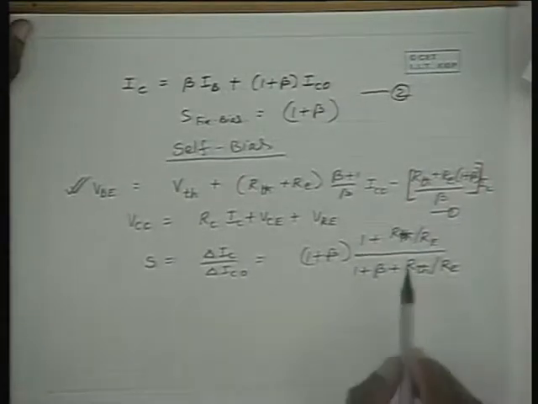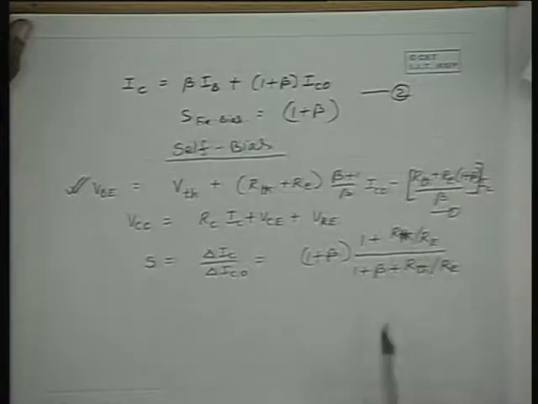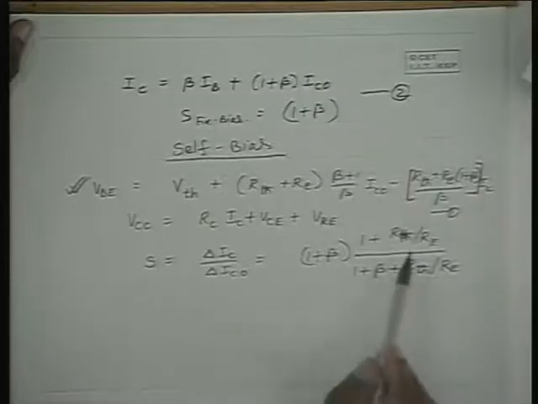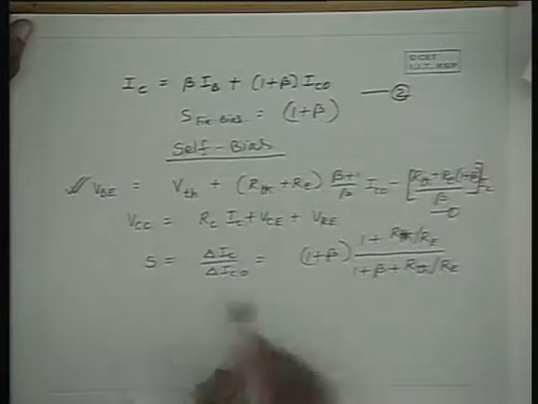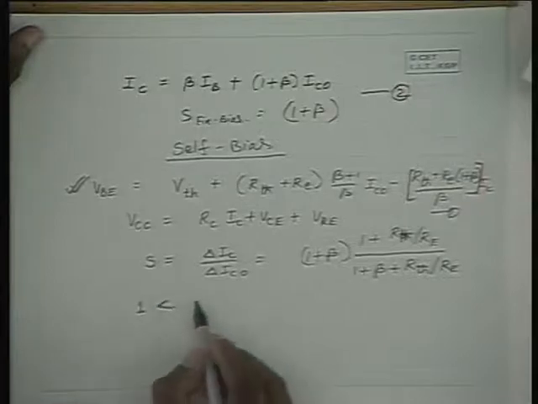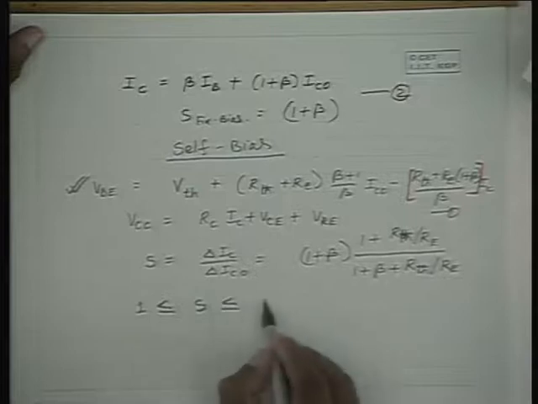Now, when RE is negligibly small or when RE is 0, please note that S is equal to 1 plus beta. And when RE is 0, the circuit becomes a fixed bias circuit, and the stability factor for a fixed bias circuit is 1 plus beta, as I have discussed earlier. And that is valid from this expression also, you can get the same thing. Now, when RE is very large compared to R Thevenin, then this is negligible and this is negligible, and the stability factor is equal to 1. Therefore, for a self bias circuit, the stability varies from 1 to 1 plus beta.